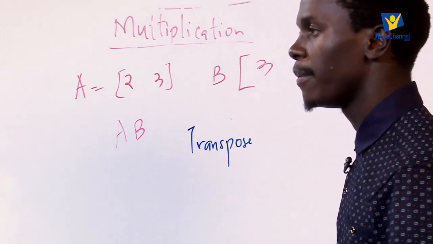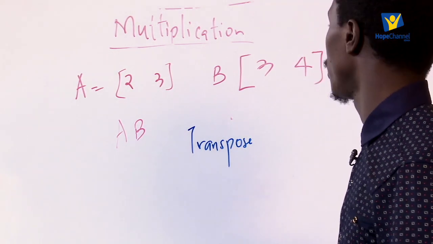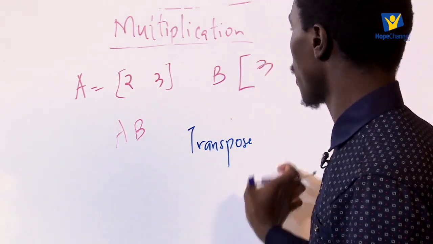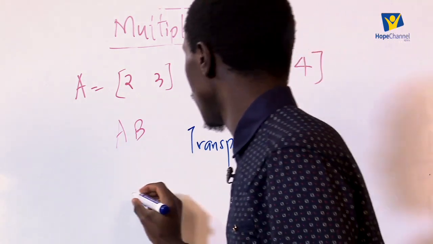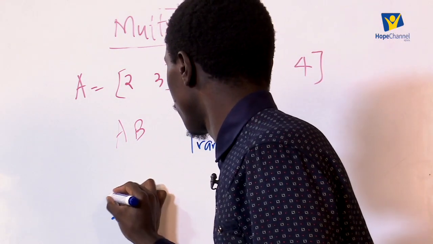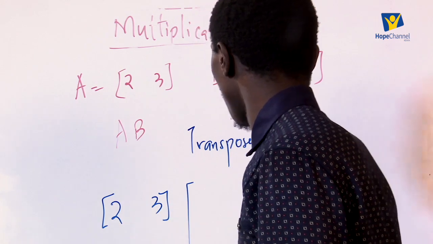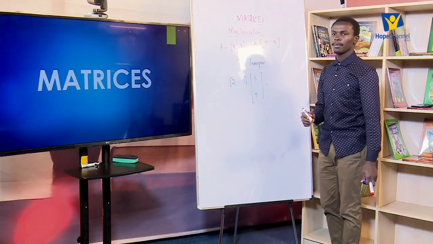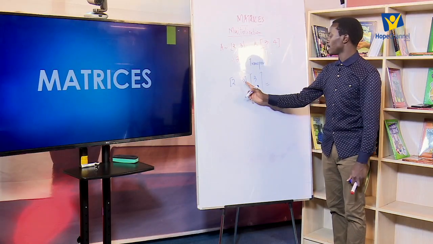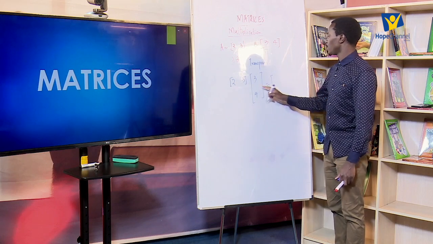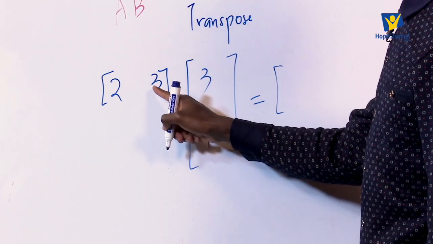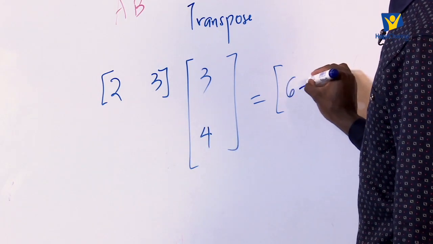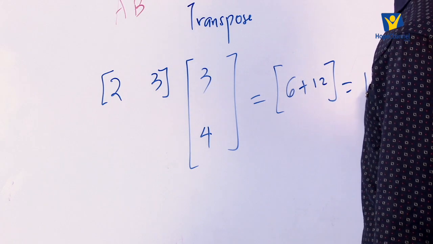Then we can multiply. Now, what is transposing? Transposing is basically making the row a column and the column a row. For example, this one has 1 row, so we're going to make this row a column. Then we can multiply. So what we'll get is 2, 3 multiplied by 3, 4 written as a column. So this way now we can multiply. That is 2 times 3 plus 3 times 4. So 2 times 3 gives us 6, plus 3 times 4, that is 12. So it is 6 plus 12, which gives us 18.